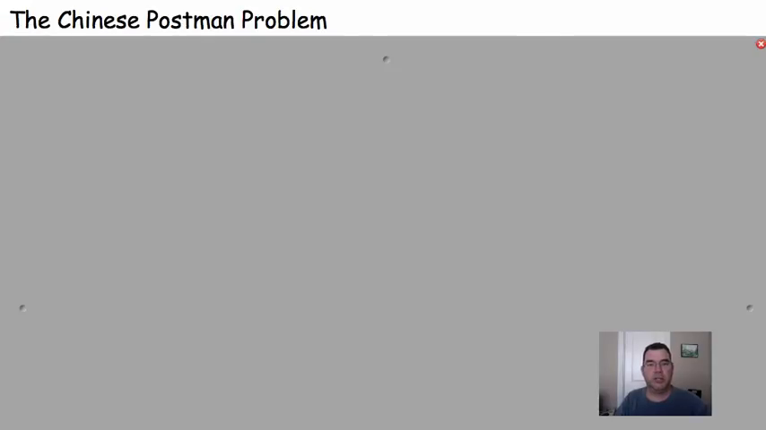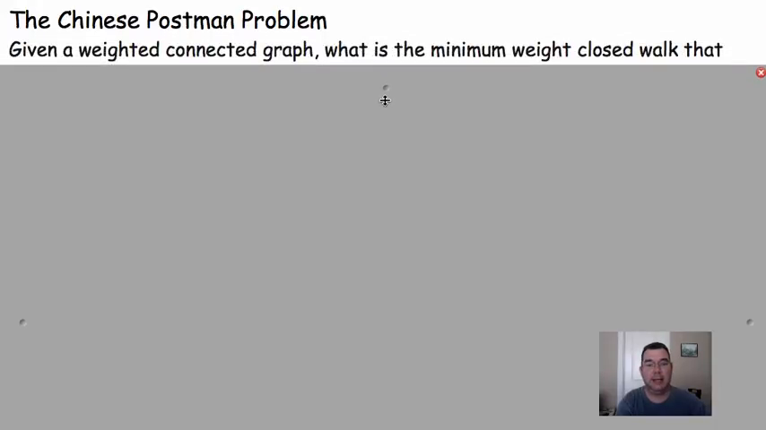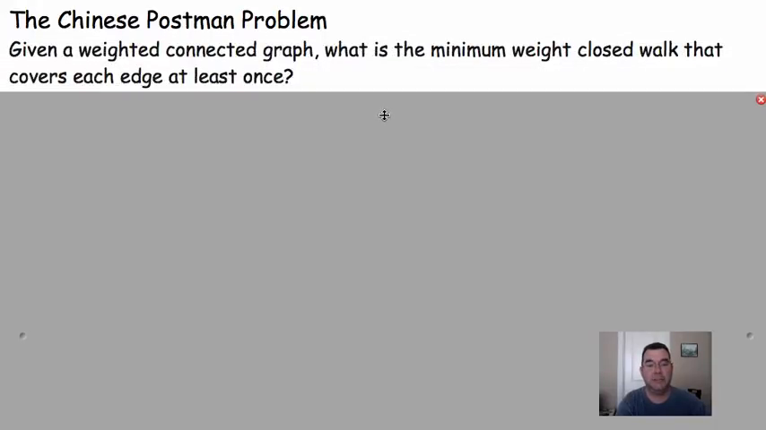All right, as we finish up our discussion on graph theory and our curriculum as a whole, I want to talk about two very specific problems that deal with graph theory. The first one has to do with the edges, and the second one has to do with vertices. This is called the Chinese Postman problem, and basically what you're being given is a graph with weighted edges, and you need to figure out the minimum weight of a closed walk that covers each edge at least once.